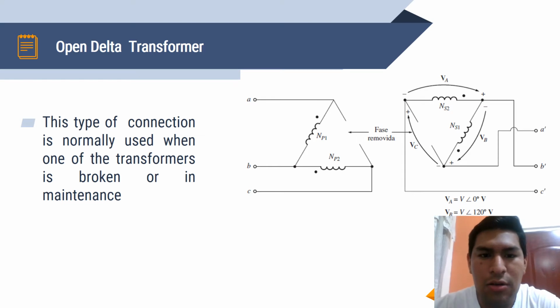Hello everybody. I'm going to talk about the special connections with transformers. First, I have the open delta transformer. This type of connection is normally used when one of the transformers is broken or in maintenance. In this connection, one phase is removed.